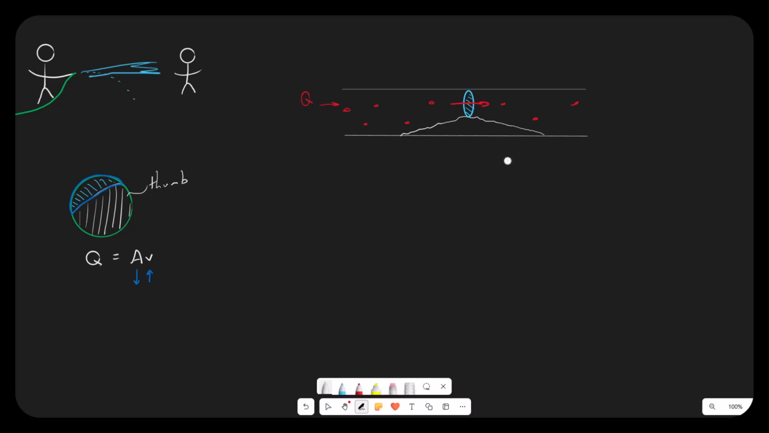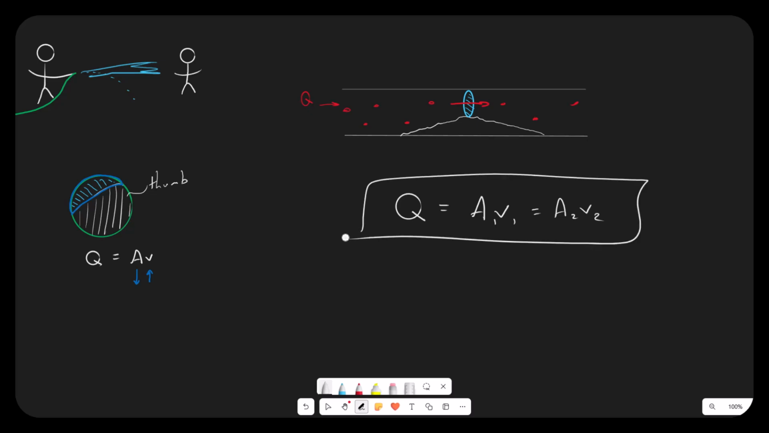So these are examples of where flow rate comes into play, and all we are saying is that flow rate is an area times the speed, and it's a conserved quantity. That's it.